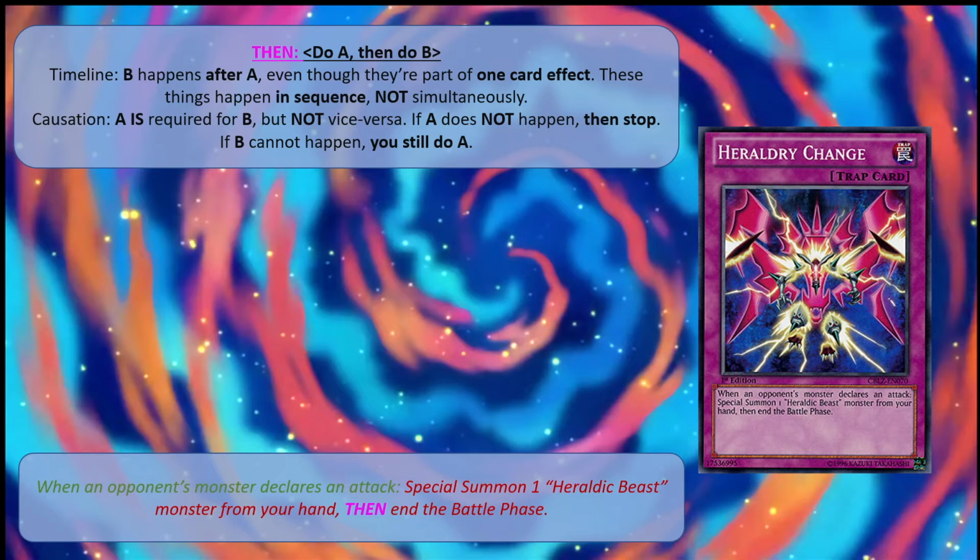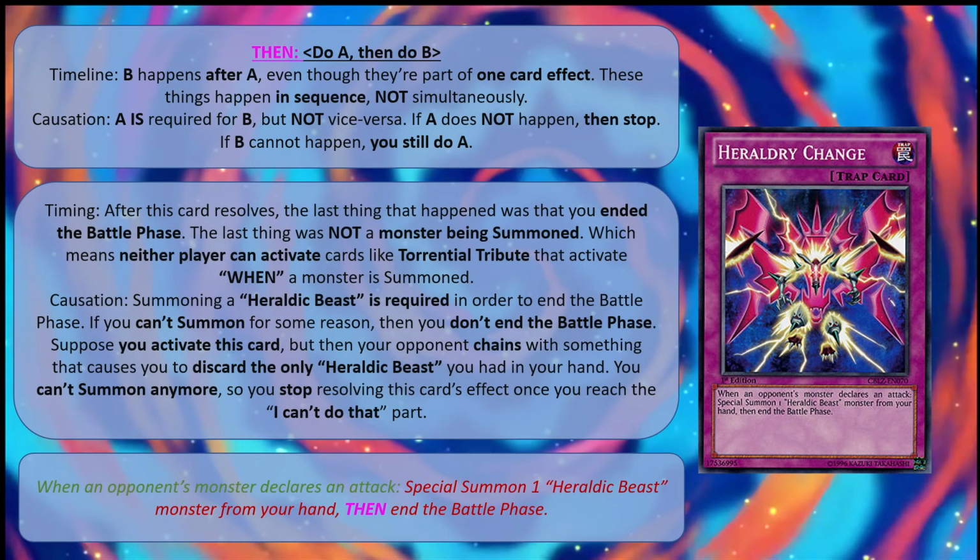So what I meant before is, what is the last action that happens? Well, the last action that happens is ending the battle phase. So here we have to understand the timing of things. So after the card resolves, the last thing that happened was ending the battle phase, as mentioned before. The last thing was not a monster being summoned, which means neither player can activate cards like Torrential Tribute that activates when a monster is summoned. So this can get really confusing, and this is why we're trying to understand what these words even mean.